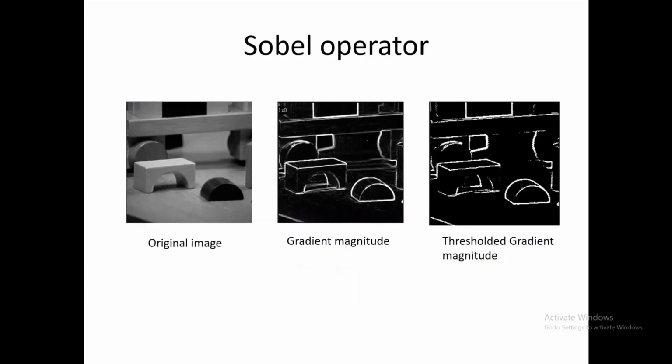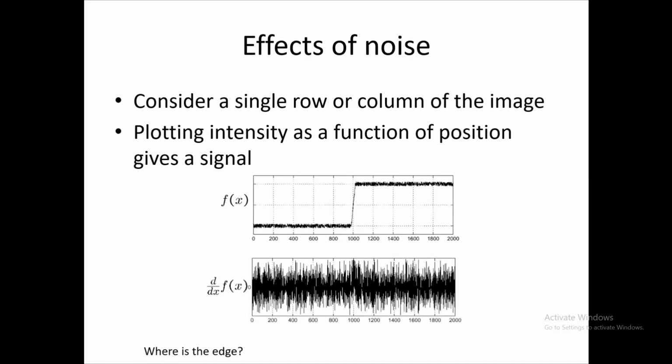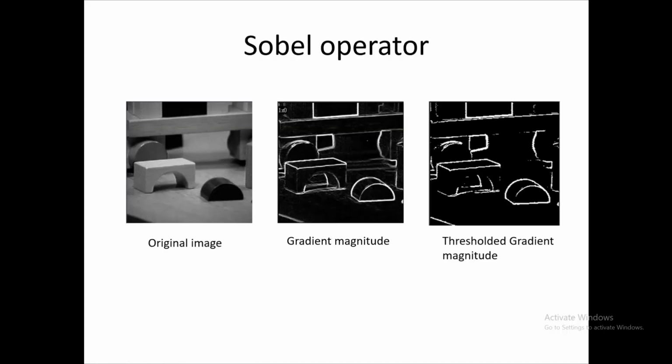And here we have the original image, and this is the gradient magnitude that we obtained, and this is the thresholded gradient. After we perform the thresholding, we get the gradient magnitude, and this is obtained for the Sobel operator. And next we'll be discussing the effect of noise on the edge.